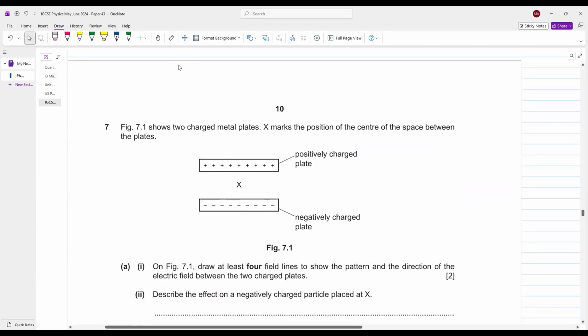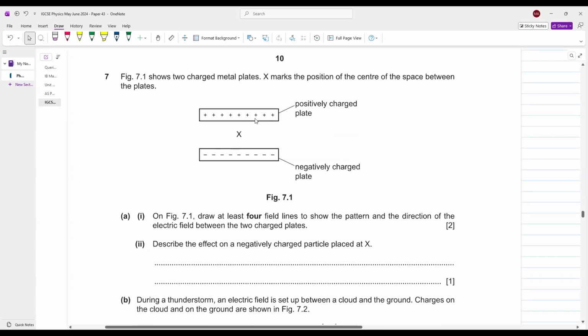Figure 7.1 shows two charged metal plates. X marks the position of the center of the spaces between the plates. The positively charged plate is on top, the negatively charged plate at the bottom. On figure 7.1, draw at least 4 field lines to show the pattern and the direction of the electric field between the two charged plates.